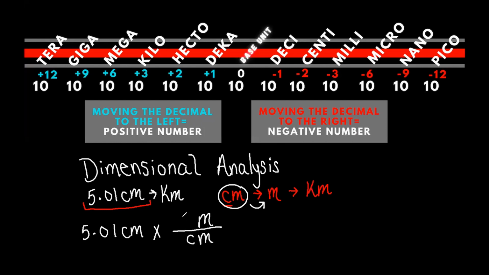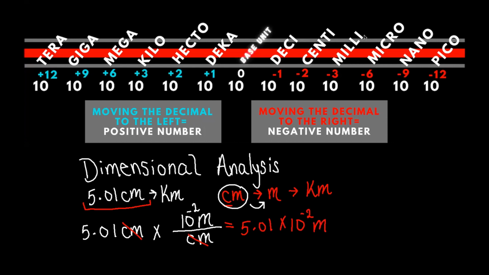Then on the top, you're going to write whatever centi stands for. So whatever the prefix stands for, you're going to write it next to the base unit. Never next to the prefix, but next to the base unit. So centi stands for 10 to the negative 2. This right here will allow me to cross out my centimeters, and I will be left with meters, which is what I wanted. So right now we have 5.01 times 10 to the negative 2 meters.